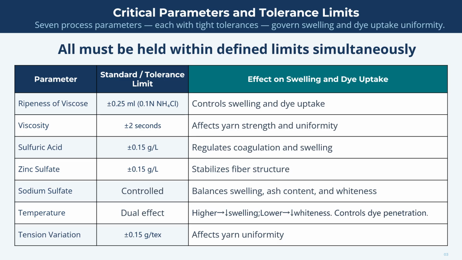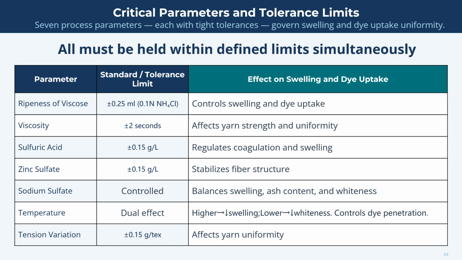Here is a summary of the 7 critical process parameters that control swelling behavior and dye uptake uniformity. Ripeness and viscosity determine the condition of viscose before spinning. Even small deviations can alter swelling characteristics. Sulfuric acid, zinc sulfate, and sodium sulfate concentrations control coagulation rate, fiber formation, and swelling behavior inside the spin bath.